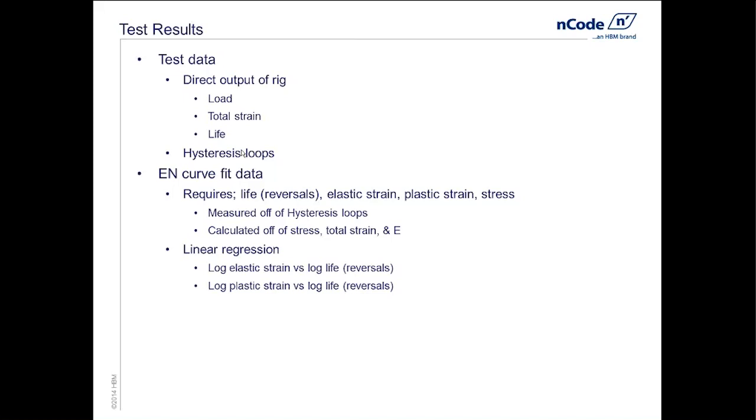Or we could go off and get the elastic and plastic strain directly off the hysteresis loops. If we're tracking those hysteresis loops, I'm able to plot a loop at a cyclically stable point in the test and measure off of it. And we'll see that in just a bit. So I have a couple ways to get the data. Ideally, we'd like to measure off the hysteresis loop, and that would eliminate any variation in the Young's modulus. And then what we're going to do with that data is a linear regression through the elastic and plastic data.